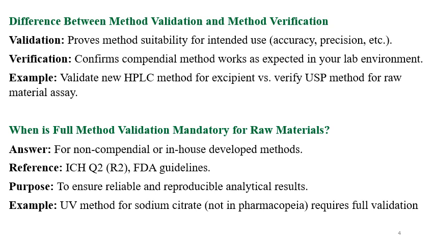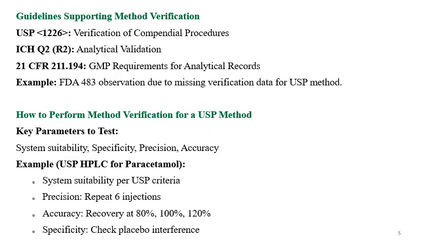For example, if you have not done the verification, there might be certain ranges or differences because of the changes in column, changes in the analyst, and changes in the labs. Example, UV method for sodium citrate, not in pharmacopoeia, it requires full validation. So this is just an example when full validation is required.